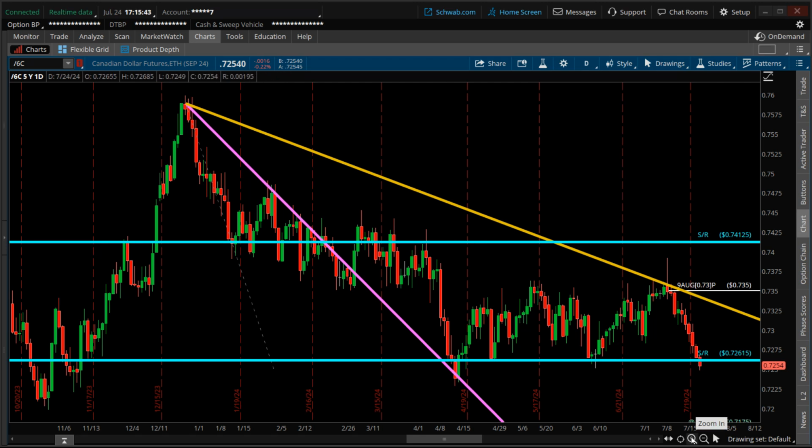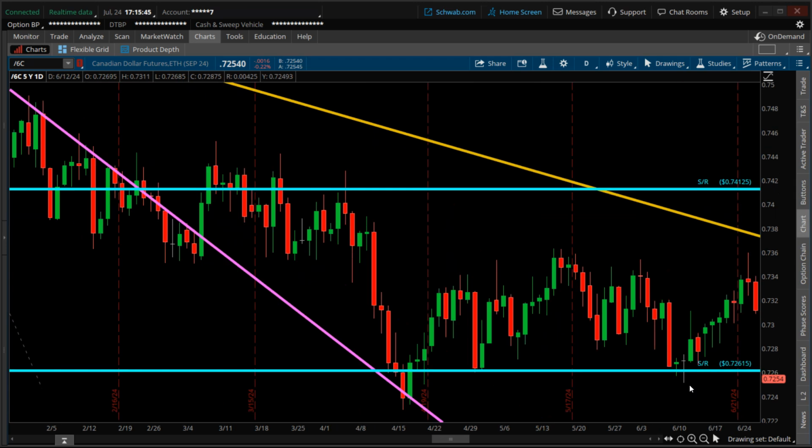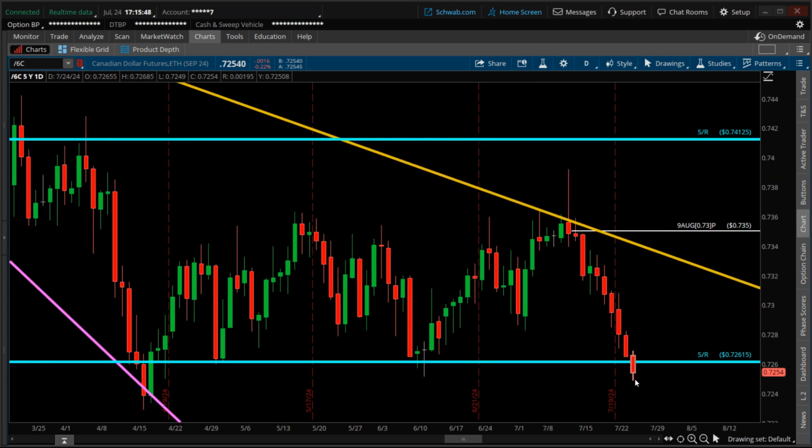Actually, let me zoom in a little bit. Right now, price is below this local support level. I was not expecting price to drop this significantly in such a short period of time. Otherwise, I would have picked an expiration date much sooner than August 9th. But in any case, the trade is going in my direction.